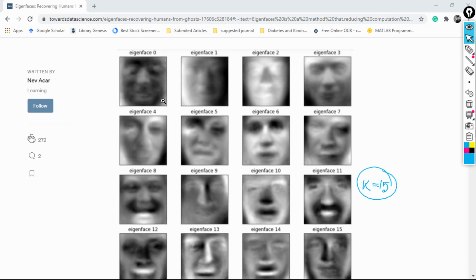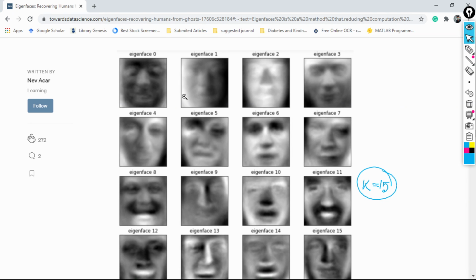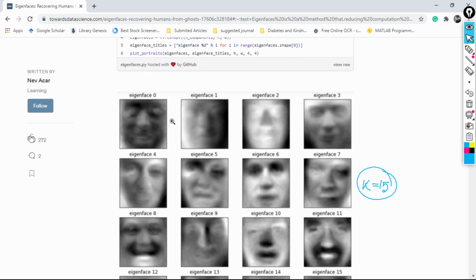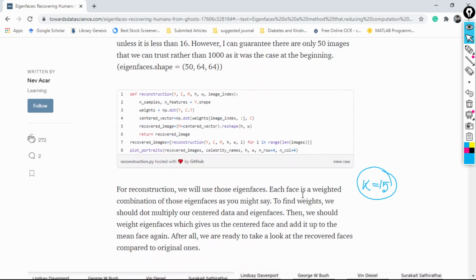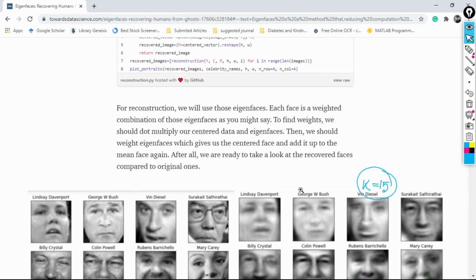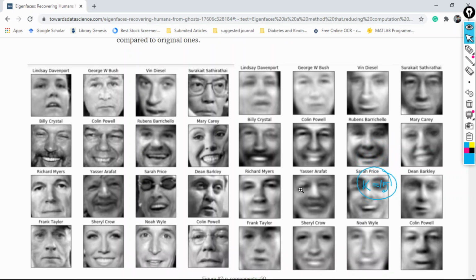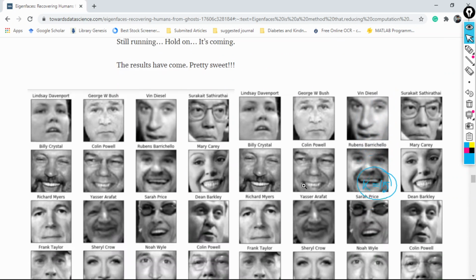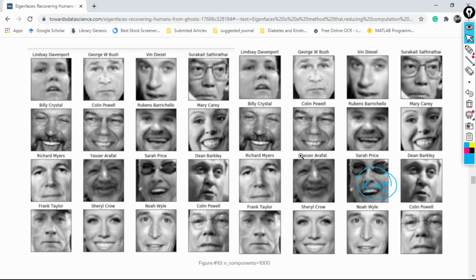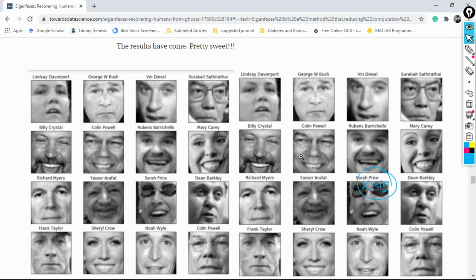See how blurry it is. In the first eigenfaces they try to capture the most important features. And here they have taken the first 50 eigenfaces, k equal to 50. Here k equal to 250. Here k equal to 2000. More or less similar. I think you understand from this explanation.